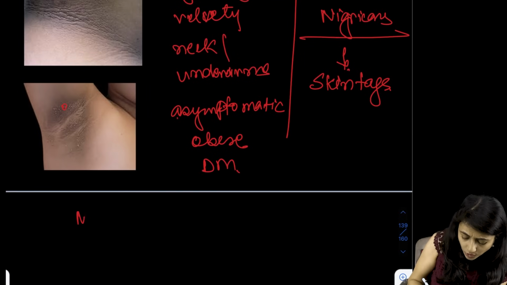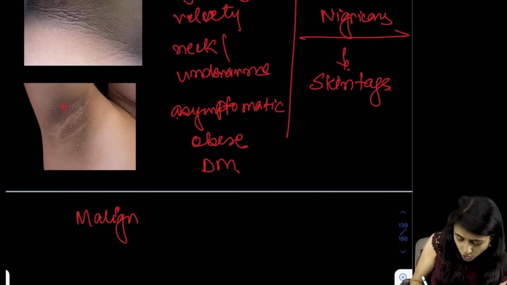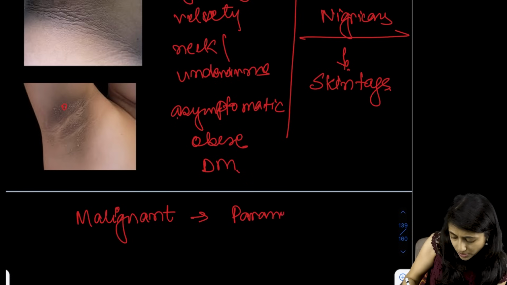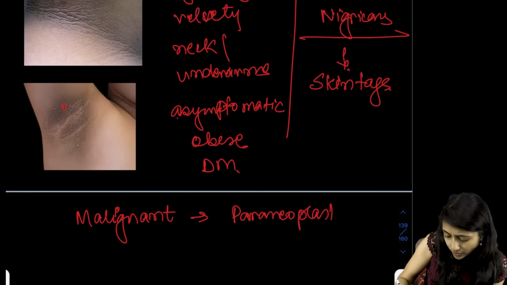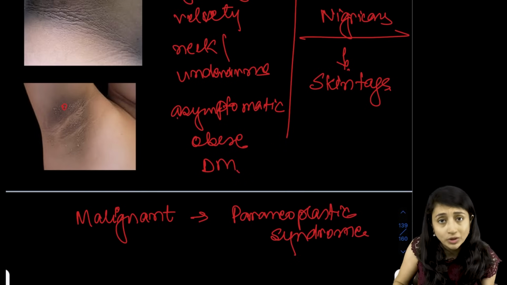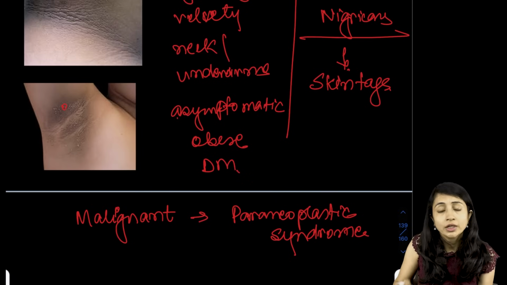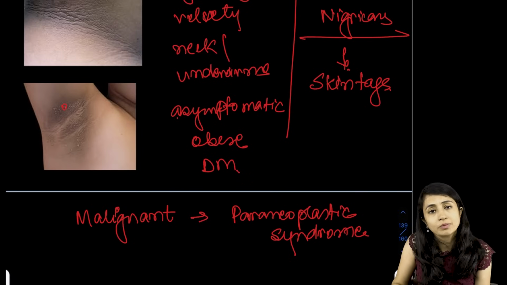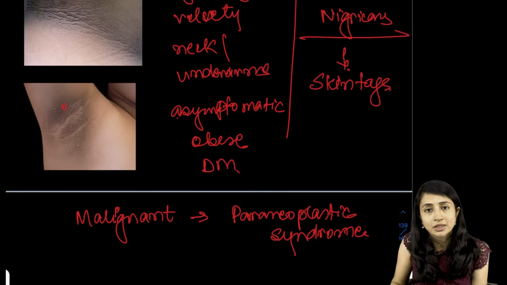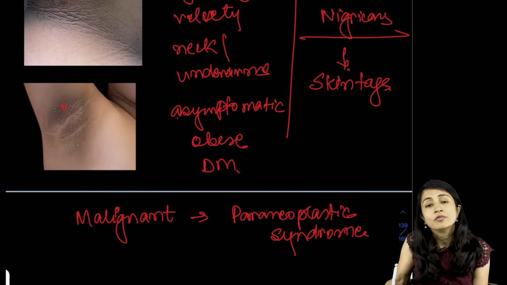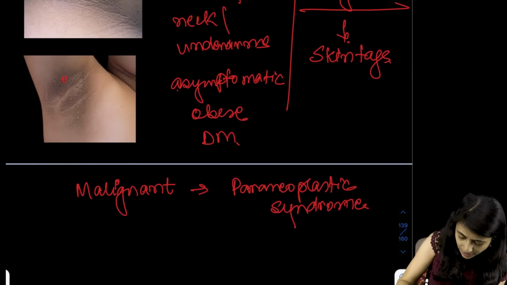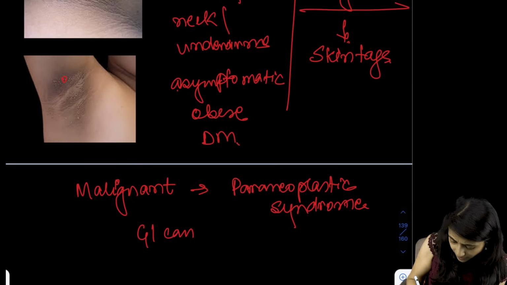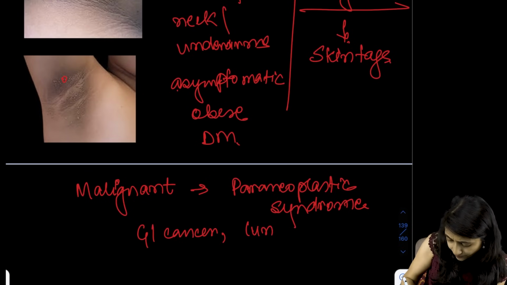However, it can also be malignant, and so it is put under paraneoplastic dermatosis. Now remember, there was once a question, is Acanthosis nigricans associated with cutaneous malignancies? No, it is not. It is associated with malignancies but not cutaneous malignancies. It is associated with GI cancers and lung cancers.